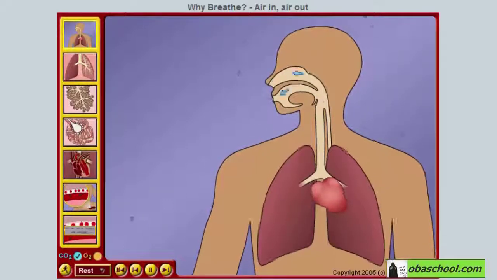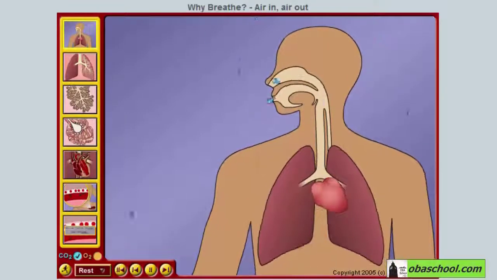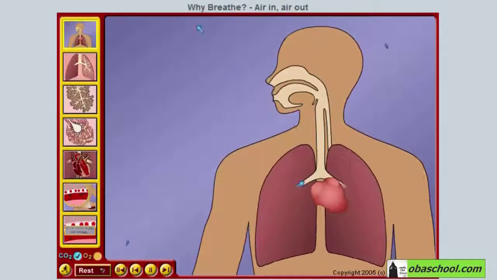And this is how we just explained inhalation and exhalation, and we have a general idea about respiration. Try this interactivity so you can understand it better.